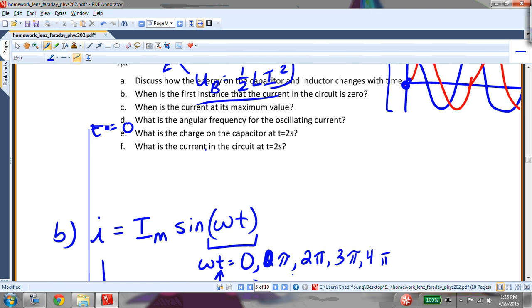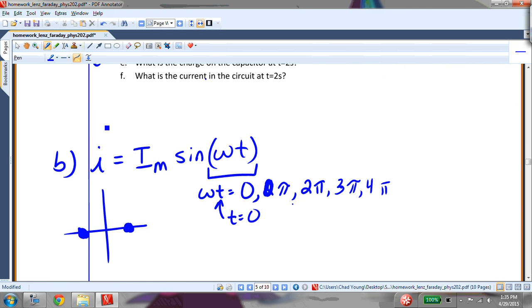Let's see, when is the current at its maximum value? Let me clean this up. I'm going to pause this for just a second.